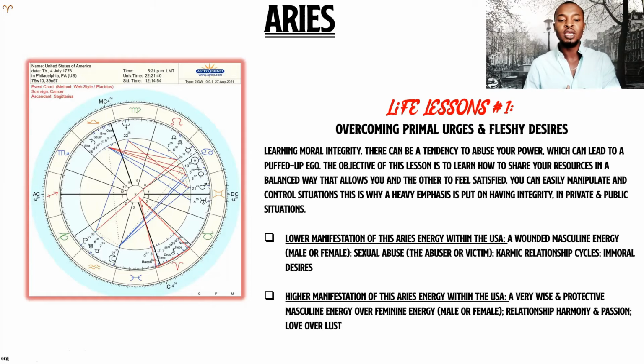So there's a huge need to really understand how to balance yourself when it comes to asserting your willpower, because you could assert yourself towards the wrong things because you're in a place of being wounded. Again, we wrote that this can manifest as a wounded masculine energy, male or female, sexual abuse.